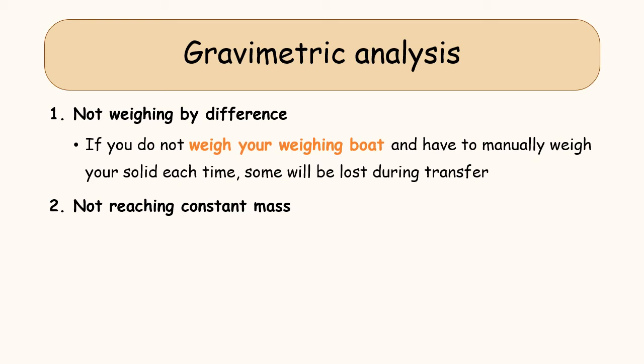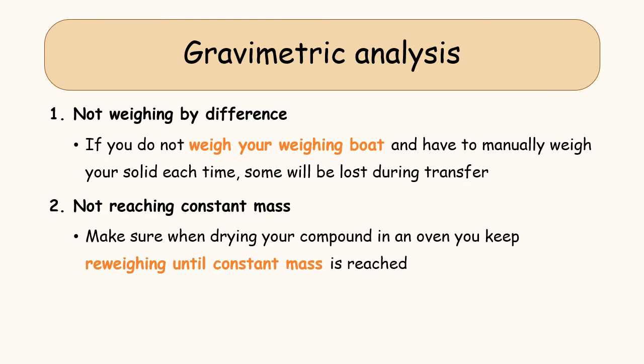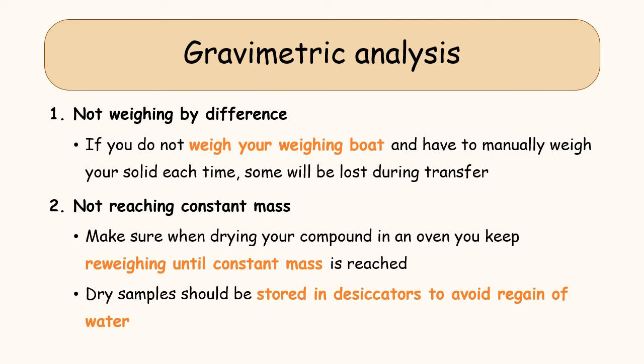Not reaching constant mass. Well, any time that you're doing a gravimetric analysis, you need to make sure that your final compound is dry. So you need to put it in an oven and keep reweighing it until you've reached constant mass. More so than that, you also then need to keep it stored in a desiccator because that will avoid it regaining any water. So remember, do your drying in an oven, store your sample in a desiccator.